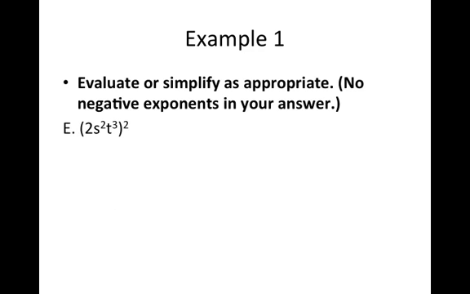All right, I've got 2s squared t cubed, all to the second power. Those are all multiplied together, so we can just raise each different base up to the second power. So I'm going to have 2 squared times s squared squared times t cubed squared. So 2 squared is just 4. S squared to the second power gives us s to the 2 times 2, so s to the 4th, and t cubed to the second power is going to be t to the 3 times 2, so it's going to be t to the 6th power.